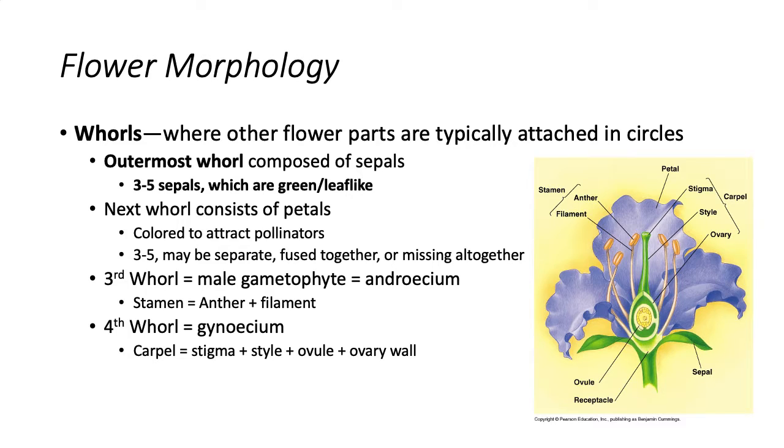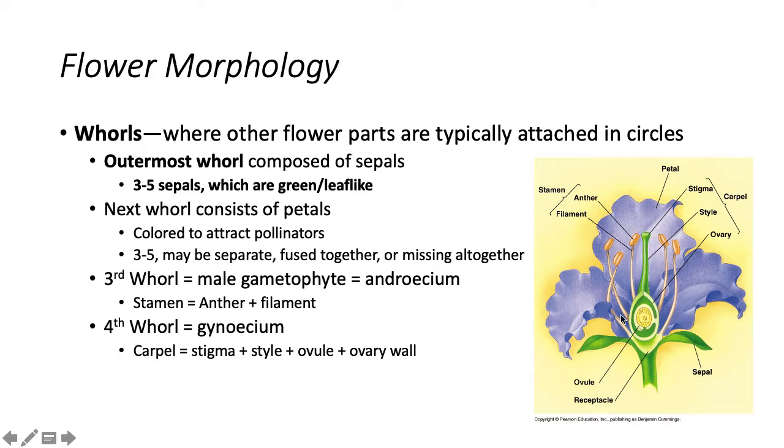Then the next whorl in, that's your petals. They usually have color to them to attract pollinators. They could be separate, they could be fused together. Some flowers don't have petals, okay? So that could be completely gone, you know. So you see here the purple petals.